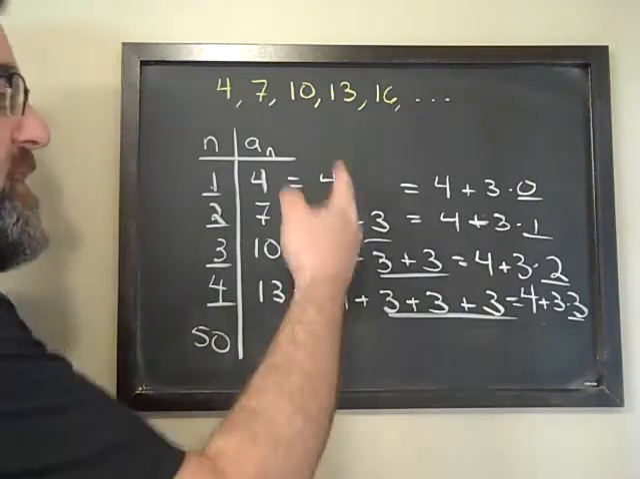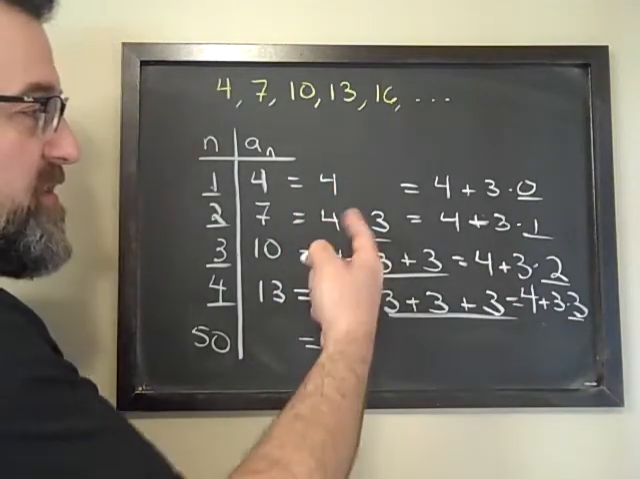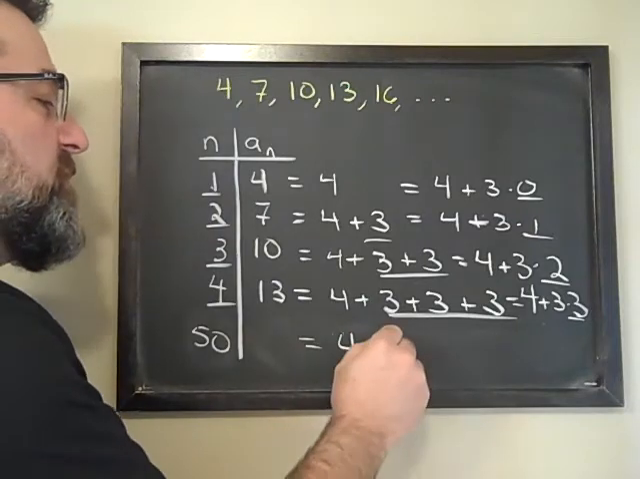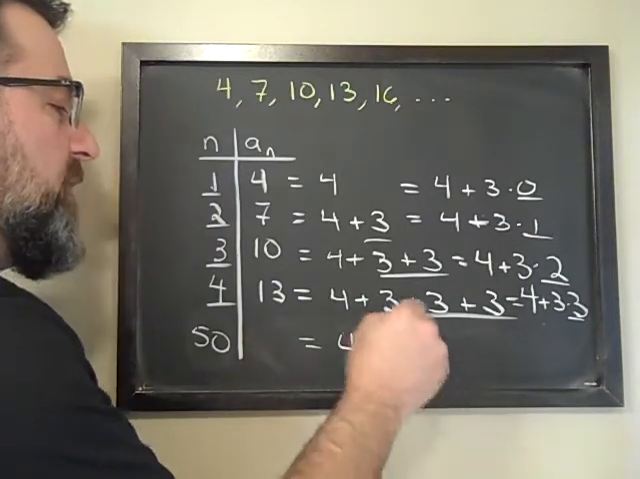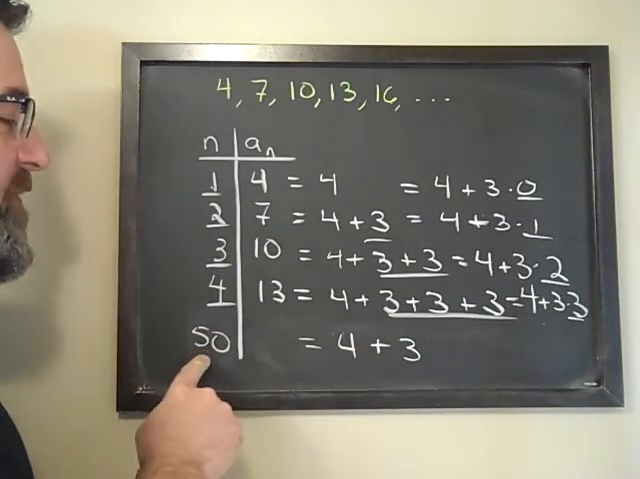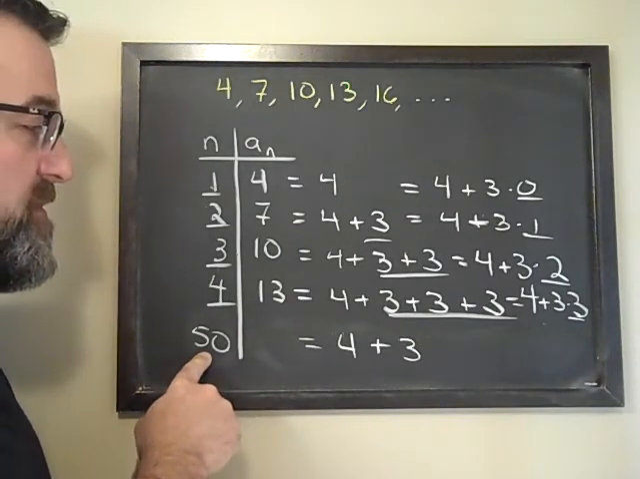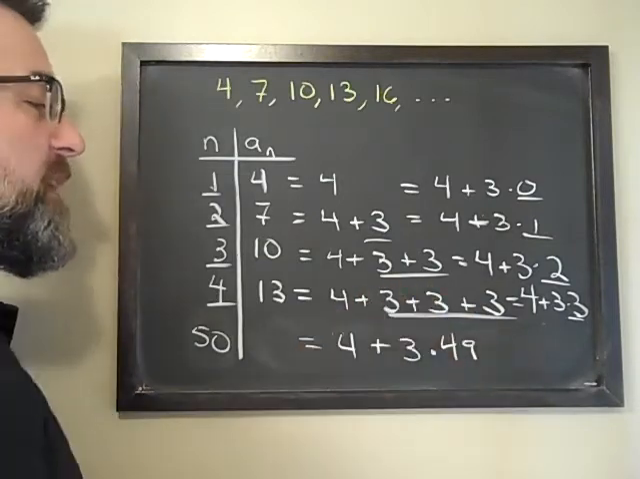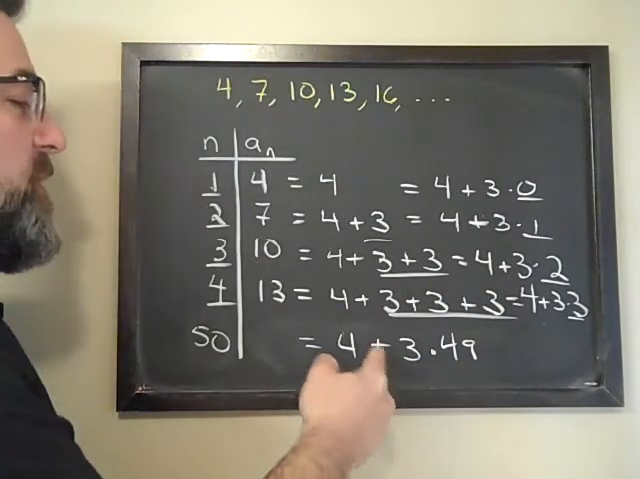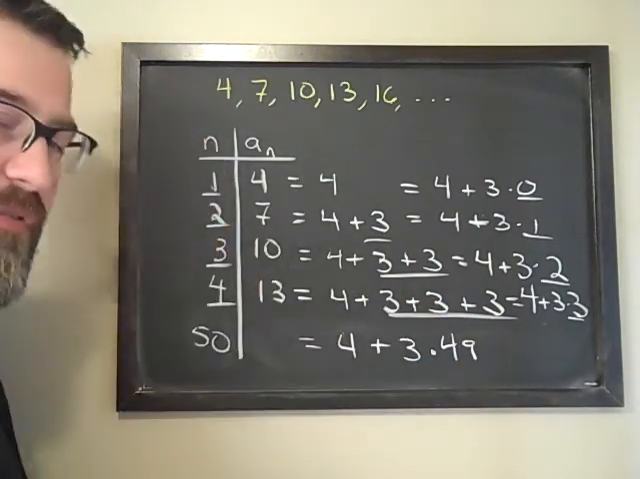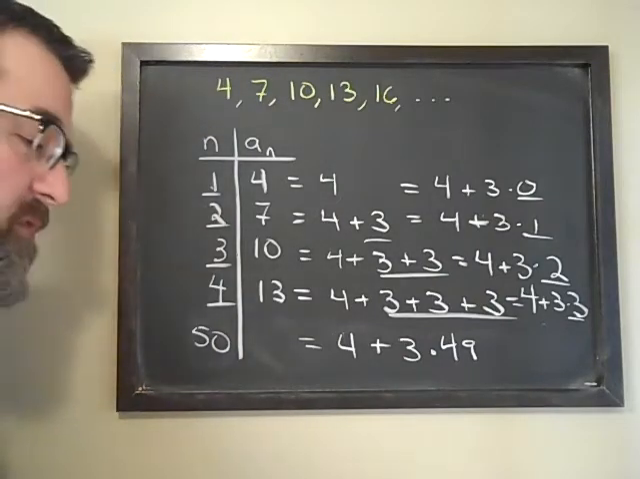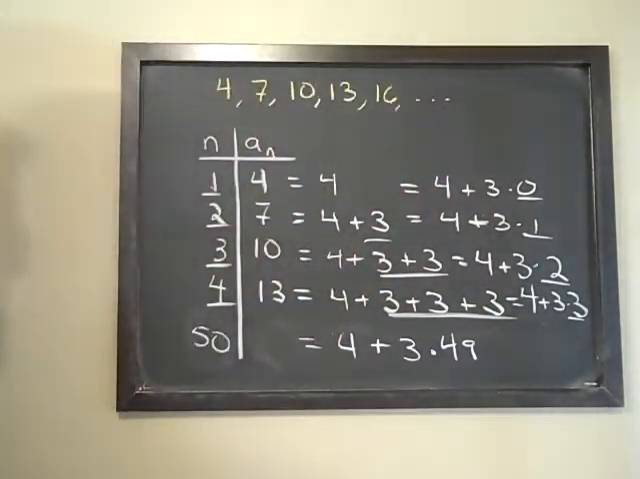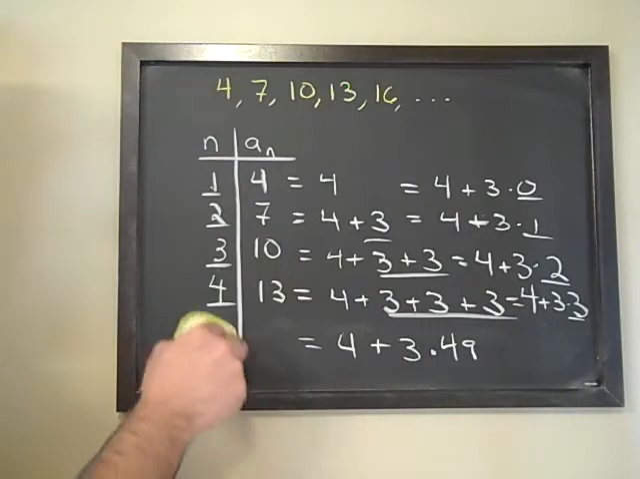You realize what the foundation for all of these is: it starts with a 4 and you add on a 3 one less amount of times than the position. So 4 plus 3 times 49. You would do 3 times 49, add on the 4, boom, you'd have your 50th term. So, how do we go about finding any term for this sequence?